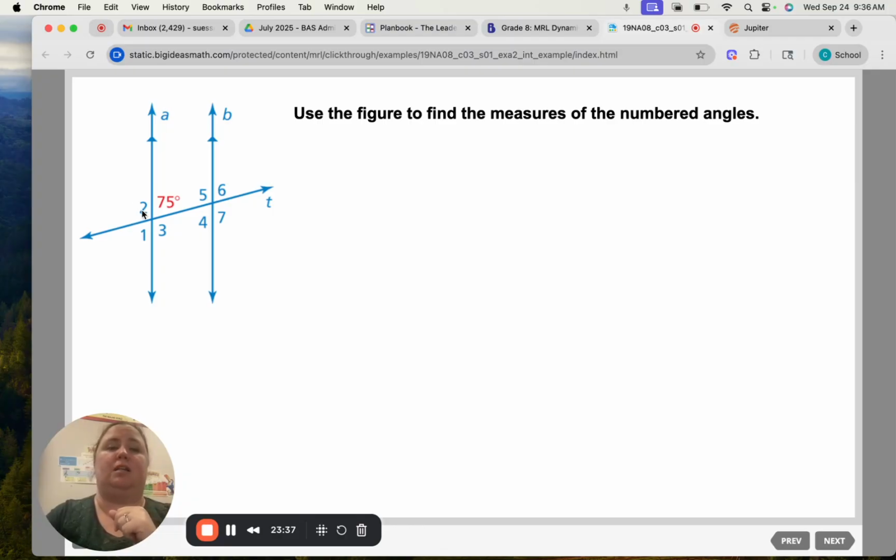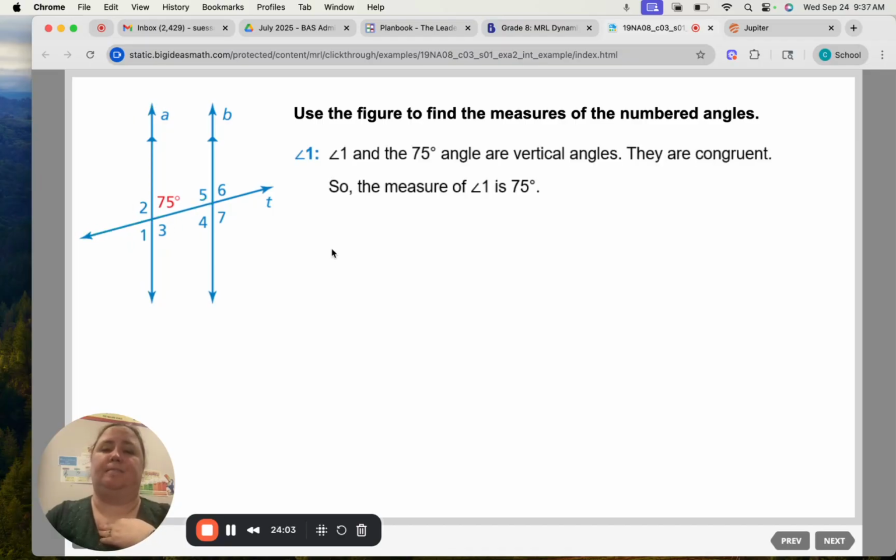Now what's corresponding to 2? 5. So the measure of angle 5 is 105. Okay? 7. Why would 7 be the same measure? Because it makes the X. It's the vertical angle. And can we tell what 3 is? It's 105 because it's a vertical angle to 2.